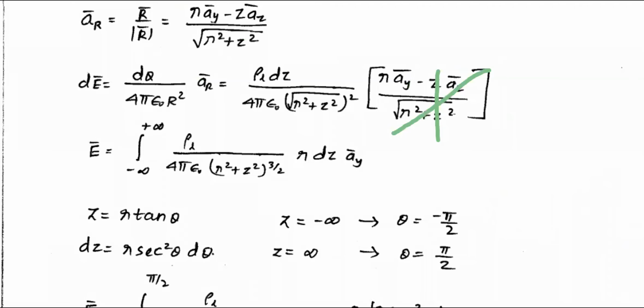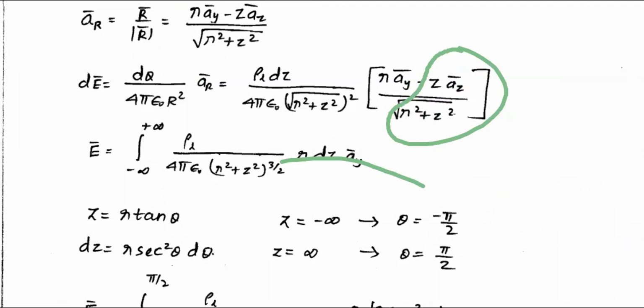Please take it as an exercise. You take this component and apply all these limits, and finally you come up with 0. Please solve this today. But anyway, I know this is 0.